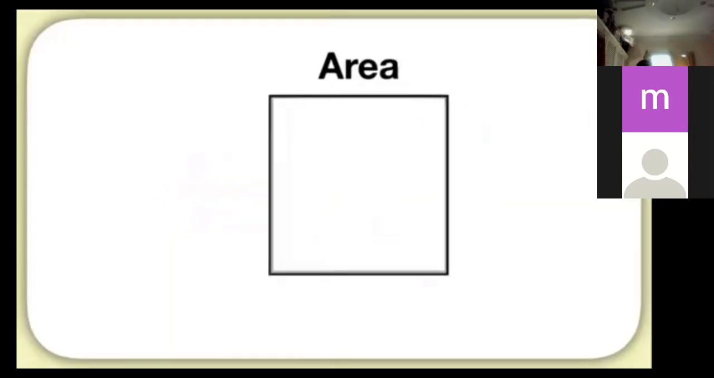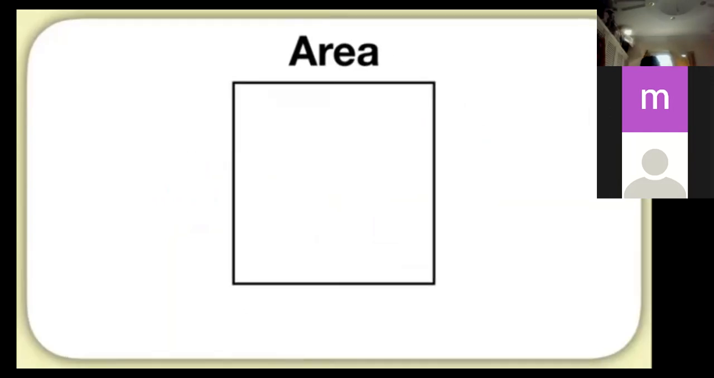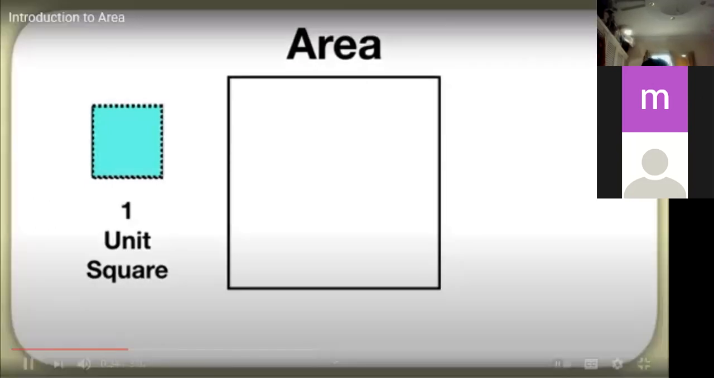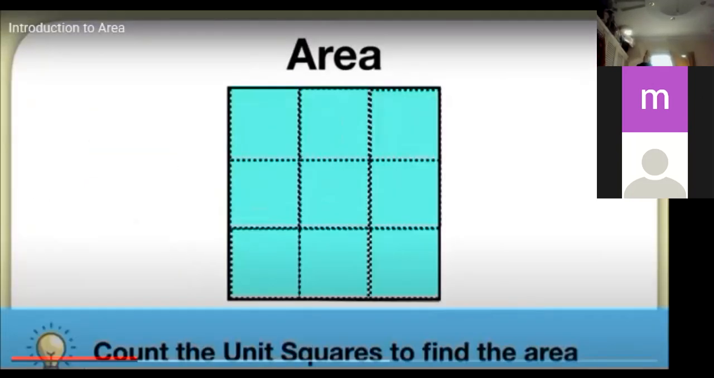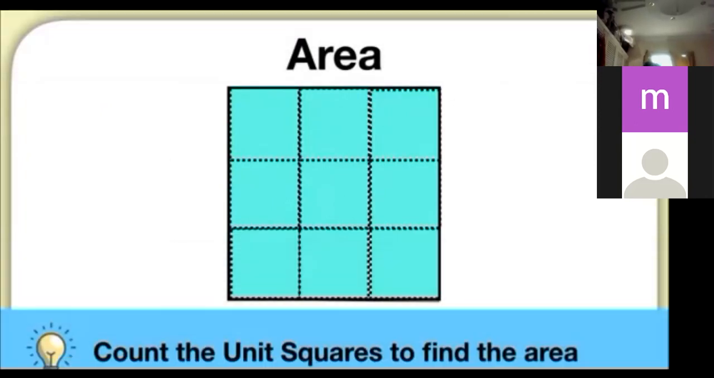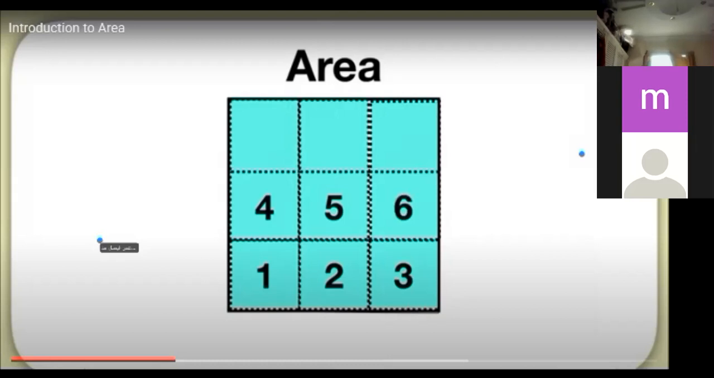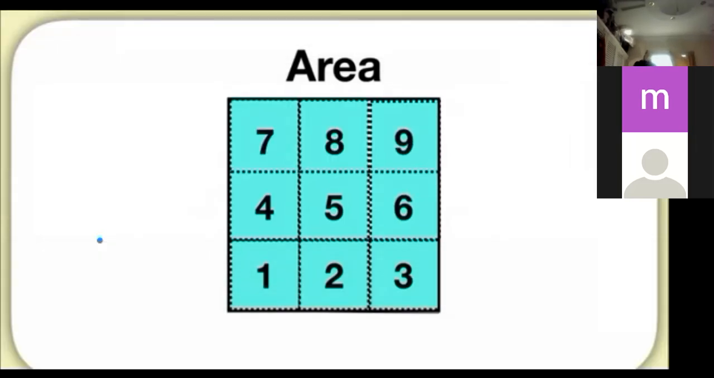Well, if we take a look at this square, we could think about covering it with smaller squares of a set size. We call these small squares 1 unit square. Now we can see how many of these unit squares fit inside of our big shape. Then all we need to do is count up the unit squares to find the area. For this shape, we could count it takes 1, 2, 3, 4, 5, 6, 7, 8, 9 unit squares to fill the whole shape. So its area will be 9 square units.